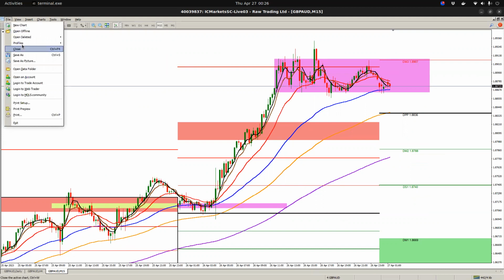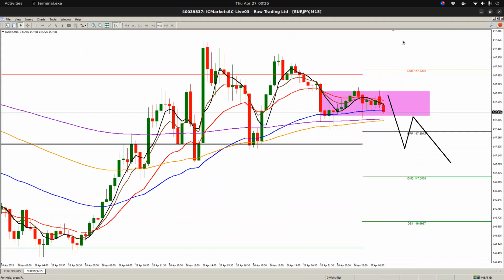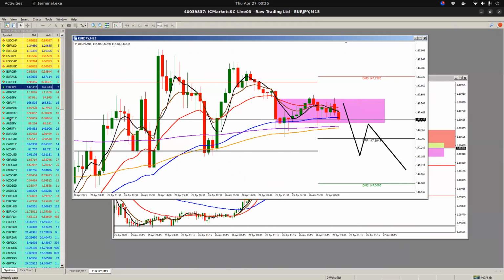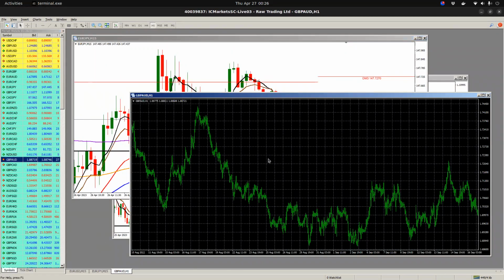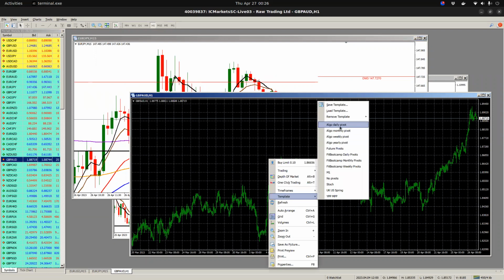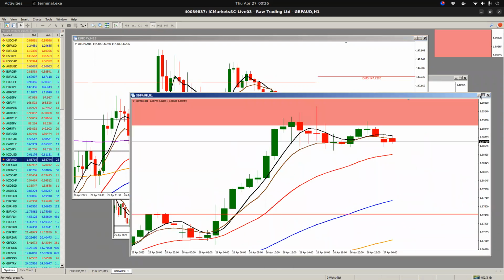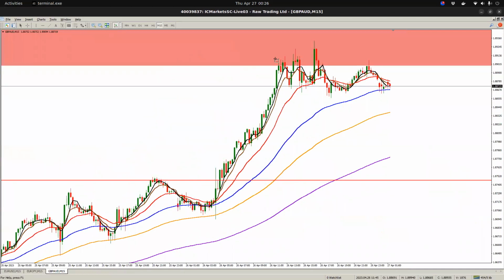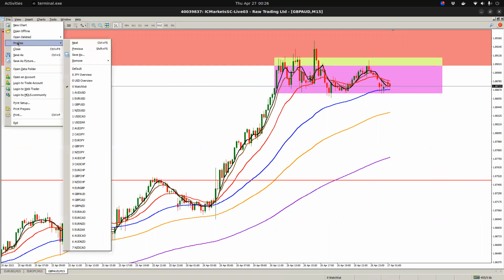Okay, let's put that on our watch list. Why not? Nothing wrong with having a few extra pairs. The cool thing is if you don't get the setup, you won't take the trade. So there's nothing wrong with having it over here. So let's go monthly pivot. Let's go M15 and let's go there. Okay, cool. Moving on.